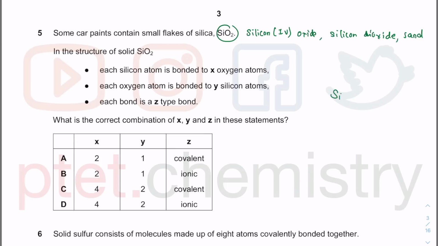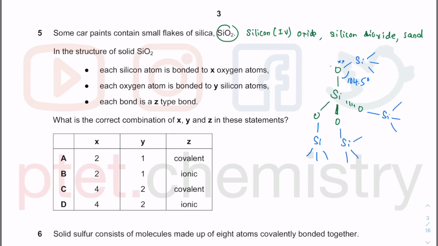How does the structure look like? The silicon is actually tetrahedral. So the silicon is bonded to 4 oxygens, 4 single sigma covalent bonds. And around each oxygen there are 2 covalent bonds. So each oxygen is bonded to 2 silicons. And it's a bent geometry around each oxygen where you have 104.5 because you still have 2 lone pairs around the oxygen, but around the silicon, the bond angle is a tetrahedral geometry, 109.5 degrees there.